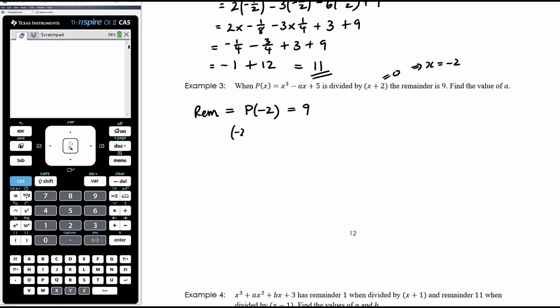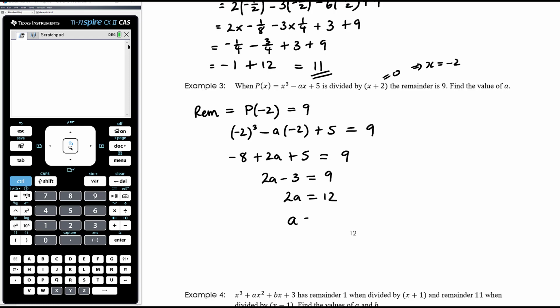So we work out what p of negative 2 is. Negative 2 all cubed minus a times negative 2 plus 5, and that has to equal 9. And there we have an equation that we can solve for a. So negative 2 all cubed is negative 8. Negative a times negative 2 is positive 2a, plus 5 equals 9. Negative 8 plus 5, so that's 2a minus 3 equals 9. So 2a equals 12. And so a must be 6 if we get a remainder of 9 when we divide by x plus 2.